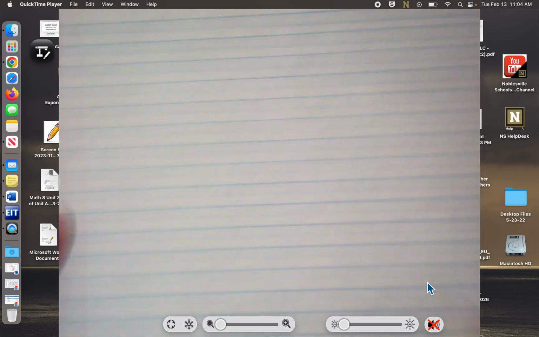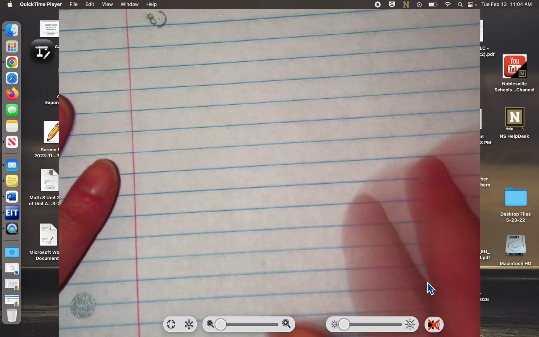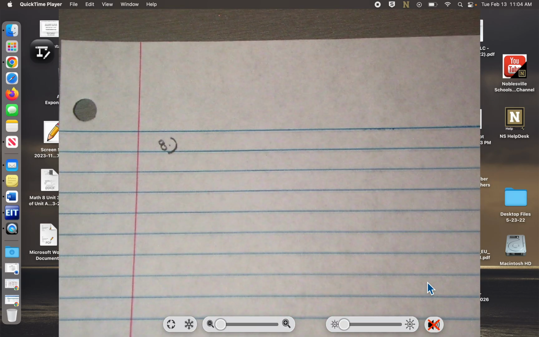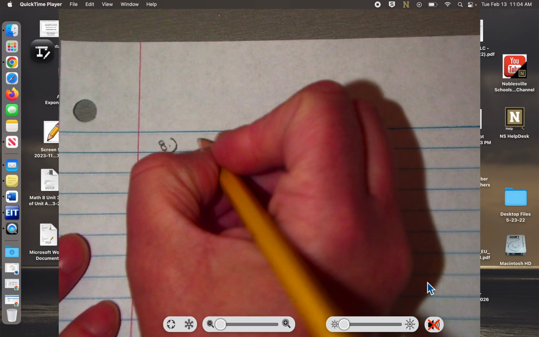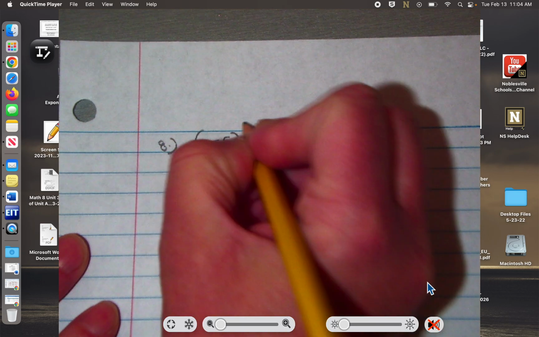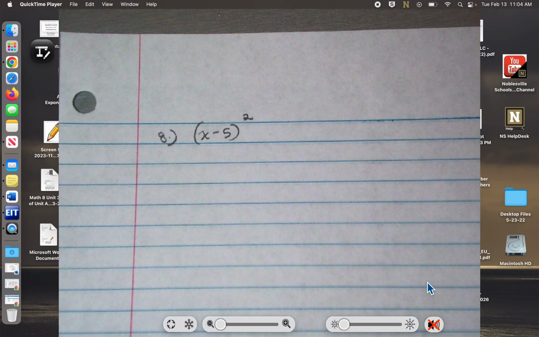Example number 8. We're still on the same page, we're not putting a new date or a new heading, we're just continuing where we left off, just like we did on the previous page. You might see something like this, a quantity squared. X minus 5 squared. What is that really telling us to do? Square the numbers inside. It's telling us to multiply that quantity times itself, right?